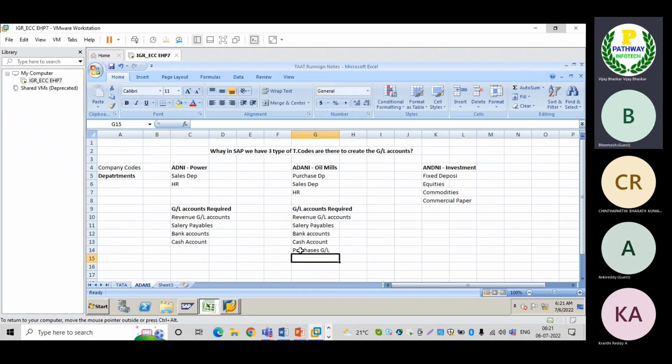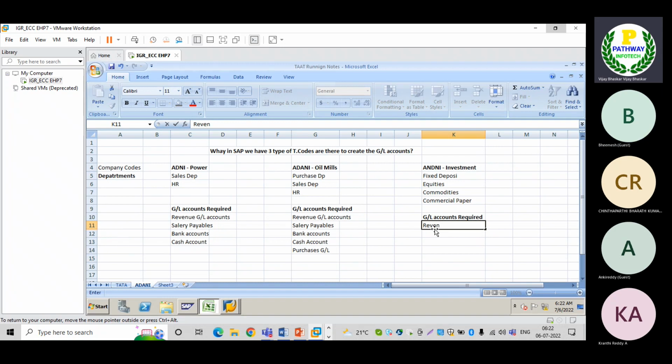Now think about this legal entity that is for pure investment purposes. They don't want the revenue GL, but revenue GL accounts might be required, covering whatever investments they are making. On those investments, if they gain, either interest, or appreciation if the market goes up, or a dividend they receive, we can call that revenue. So revenue GL accounts are required.